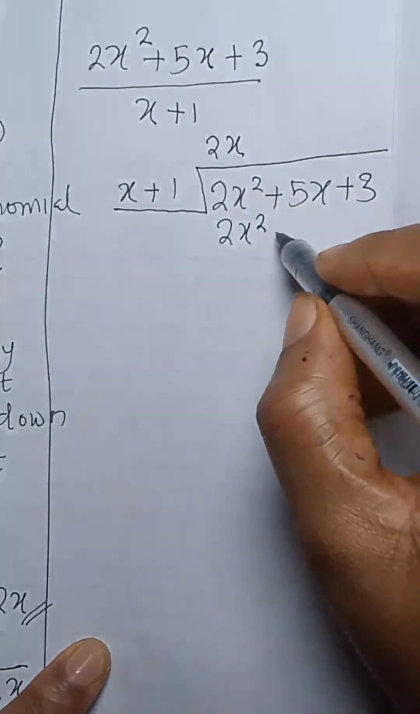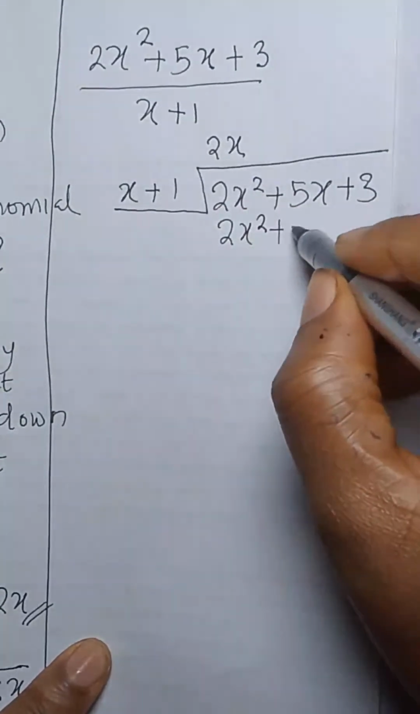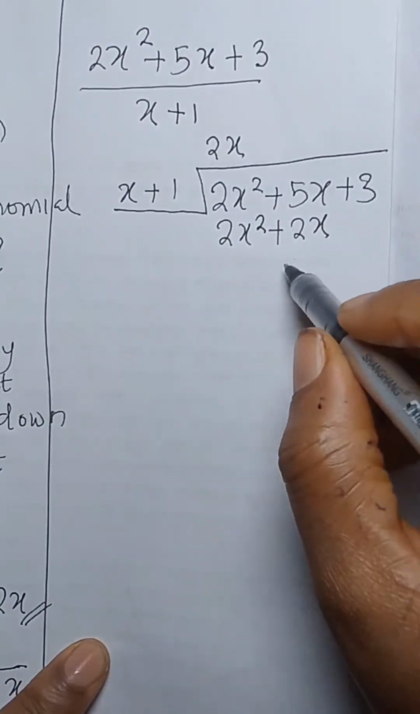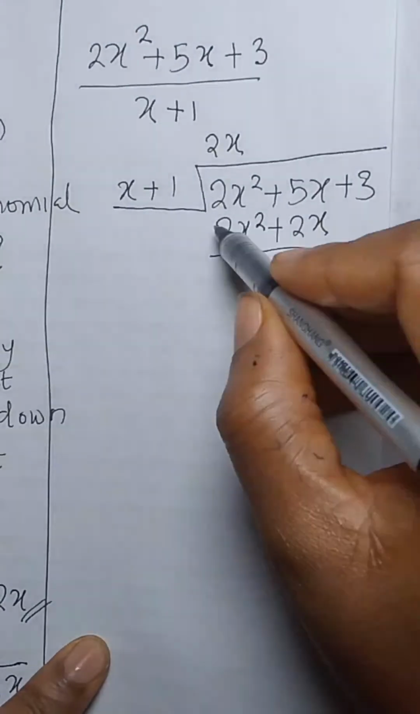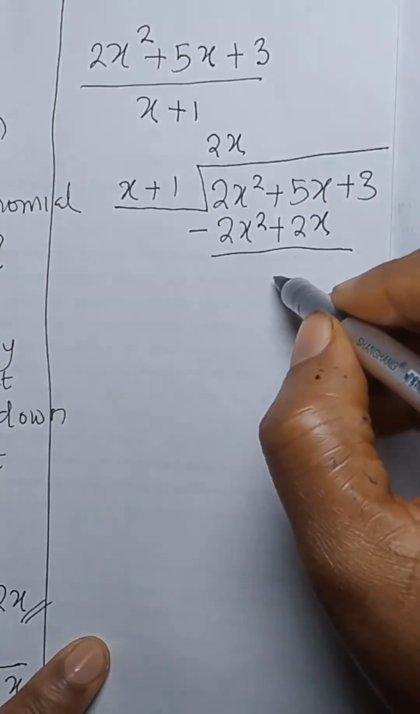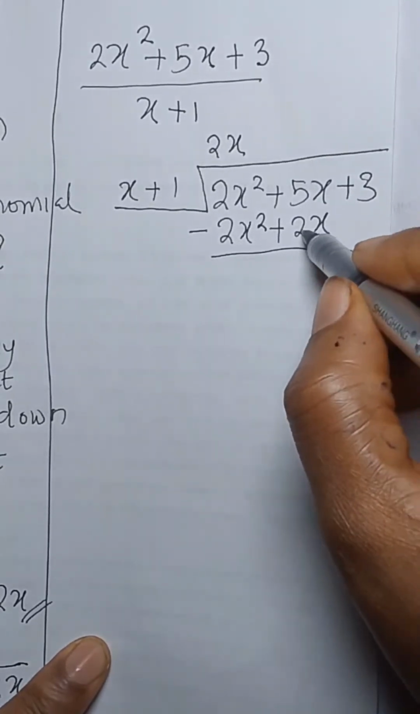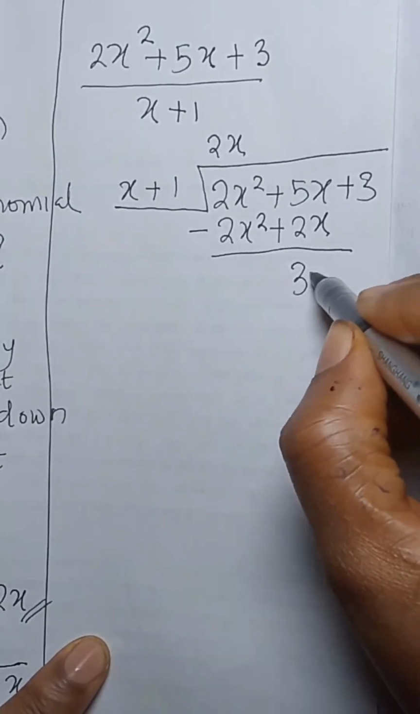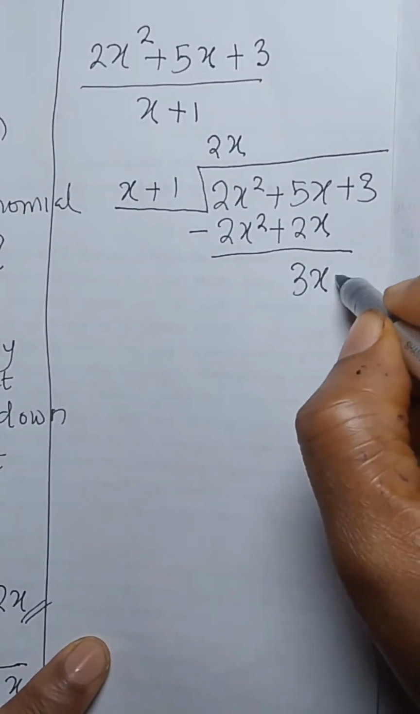2x multiplied by 1 will give us plus 2x. We now subtract. 2x squared minus 2x squared will give us 0. Okay, 5x minus 2x will give us 3x. Now we bring down plus 3.